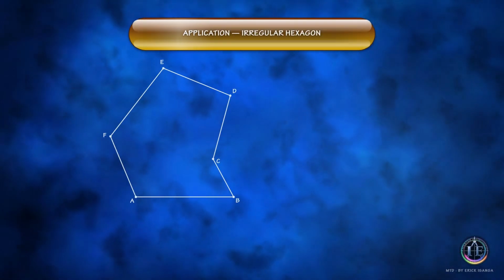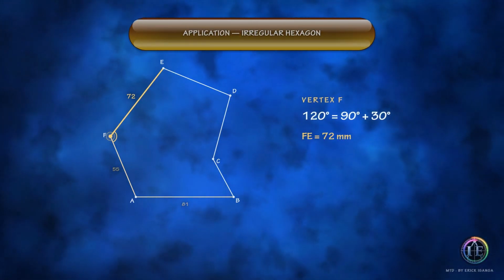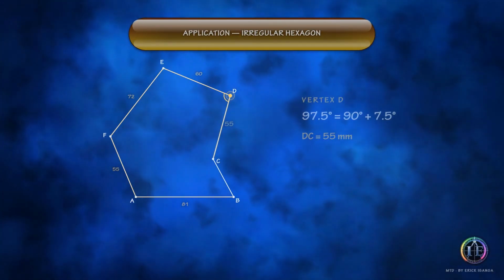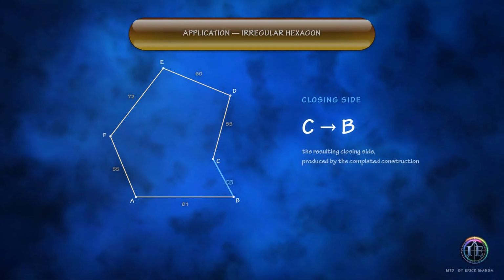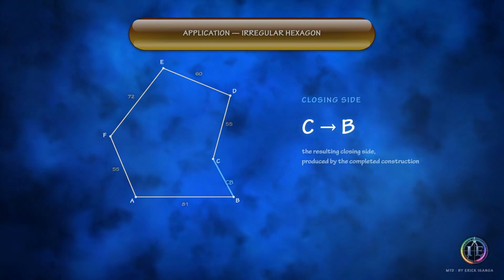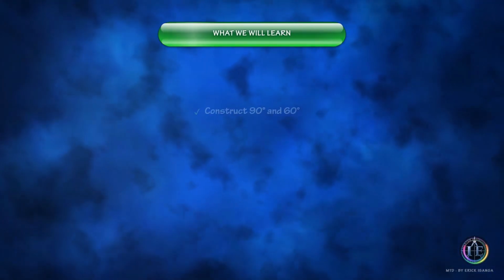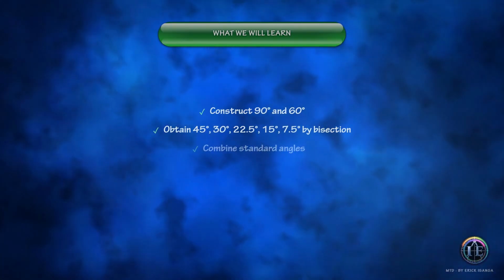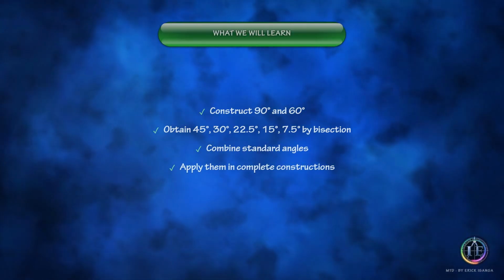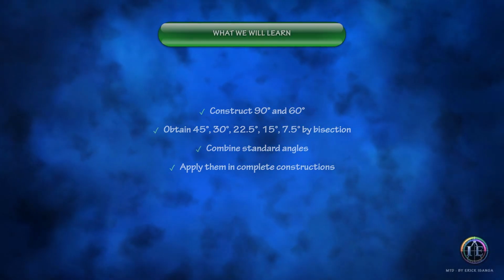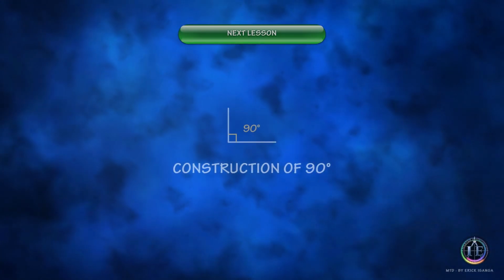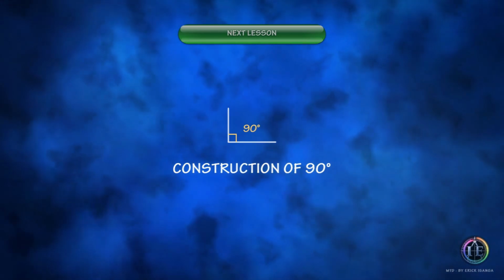These principles come together in complete geometrical constructions. In our final application, we combine standard angles with given side lengths to construct an irregular hexagon. In the lessons ahead, we construct each standard angle carefully, step by step, and then apply them to complete geometrical problems. We begin with one of the most fundamental constructions, the 90-degree perpendicular.